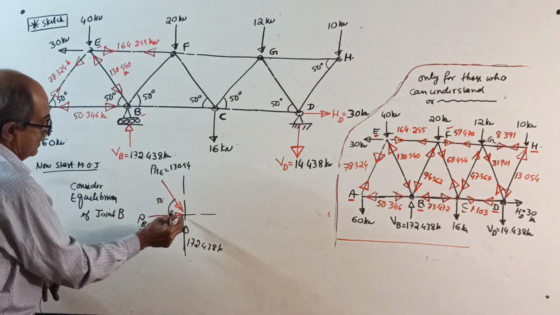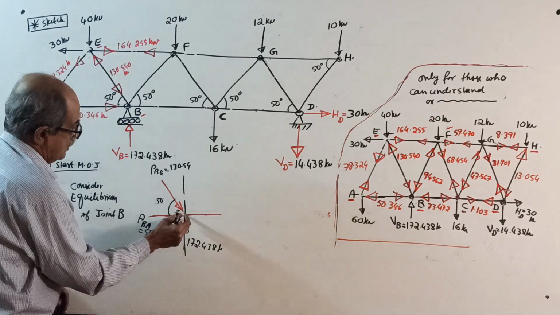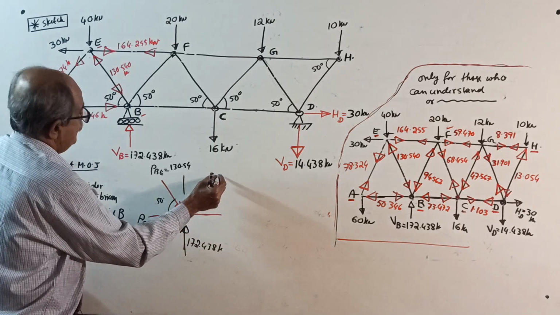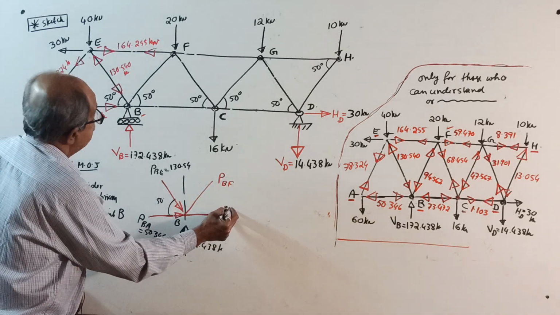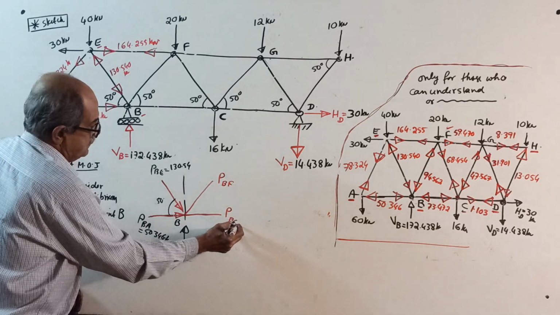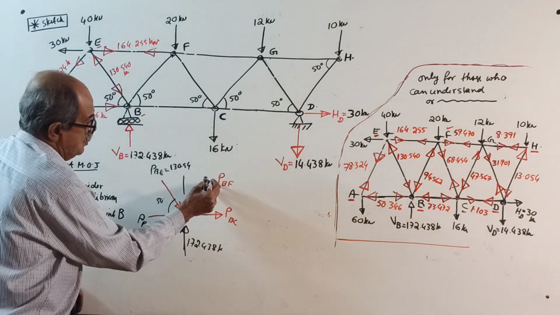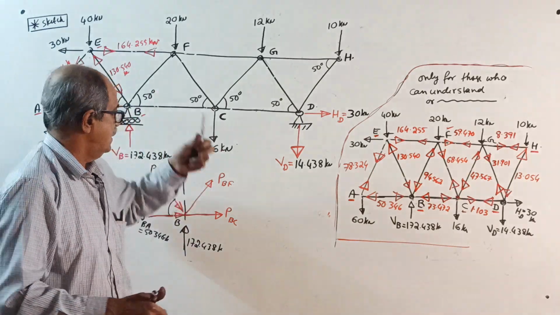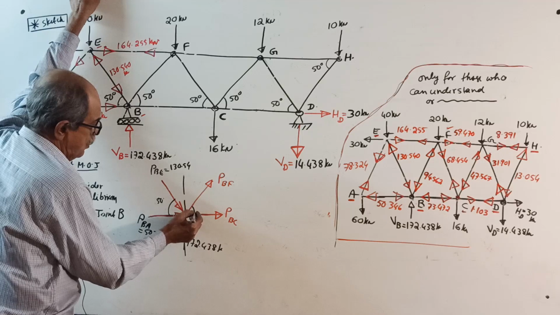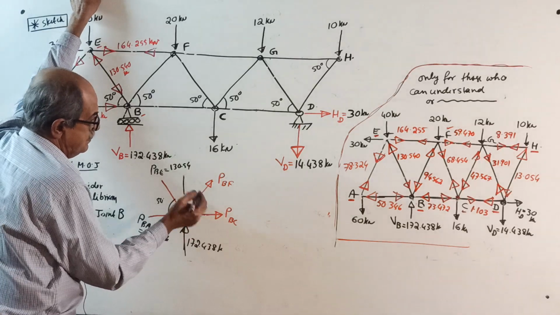Then one unknown this way, one more unknown this way. This unknown is PBF. This is PBC. I will take both outgoing. I will do one thing now. Today every unknown I will take outgoing, this way, so that if wrong, negative will come. 50 degrees.